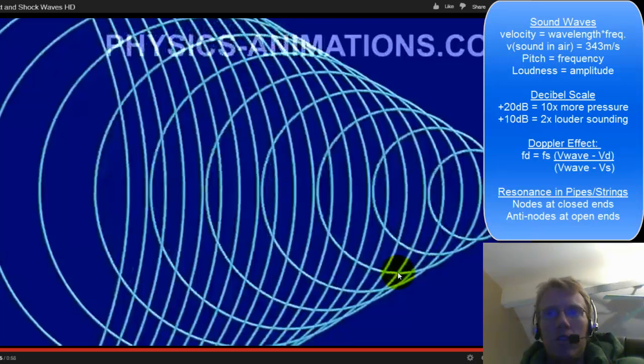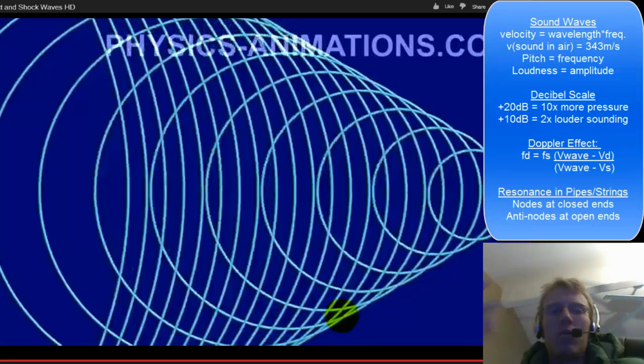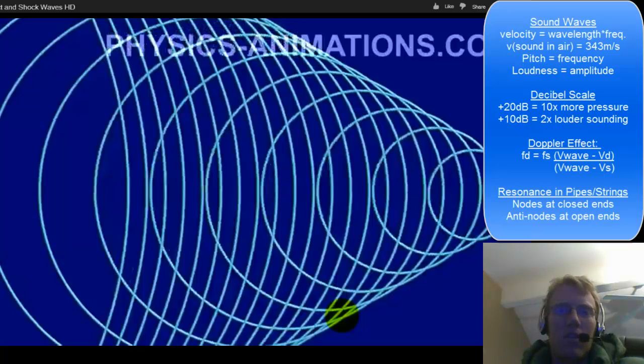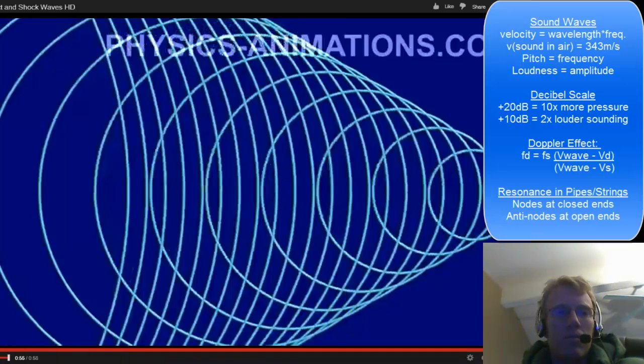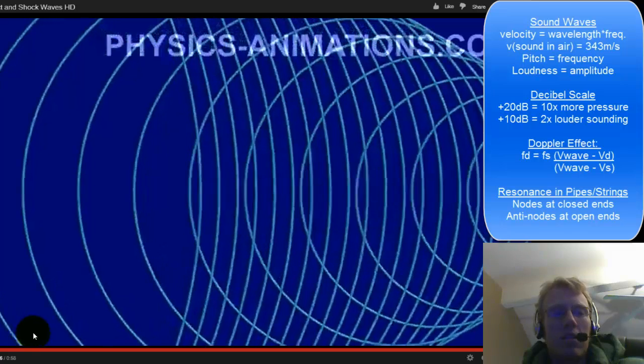It's kind of a conical shape coming out behind the plane, and it happens when something has broken the sound barrier. It's because all those sound waves are hitting you at the same time, instead of you hearing one after the other, after the other. Okay, so that's what that looks like.